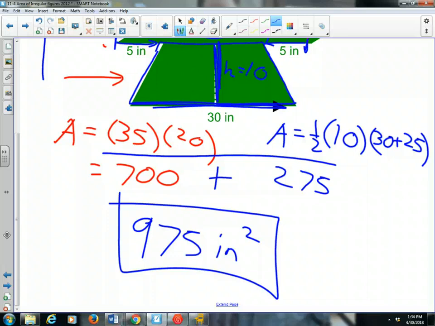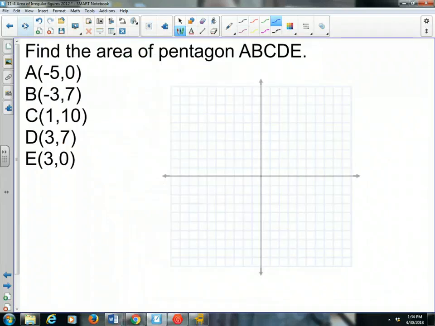All right, looking at our next one, we have a grid. It says find the area of the pentagon. Oftentimes when people see this, they're like, Mr. Berge, we can do 1/2 perimeter times apothem. That's if the pentagon is regular. If it's a regular pentagon, you could use 1/2 perimeter times apothem. It doesn't say it's regular. Let's graph it and see if it is regular.